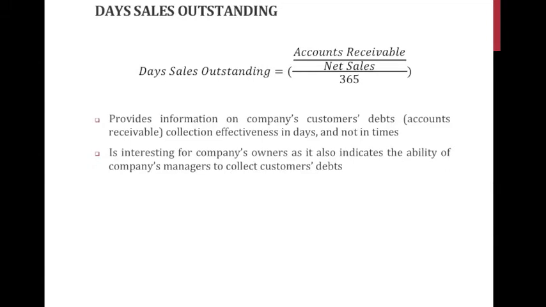On the opposite side, we can look at days sales outstanding. Here the indicator is calculated by taking accounts receivable, dividing by net sales, and multiplying by the number of days per year. This indicator provides information on customers' debts, or accounts receivable, and shows collection effectiveness in days. It is interesting for company owners as it also indicates the ability of managers to collect customers' debts. So what could be a practical side of that indicator?